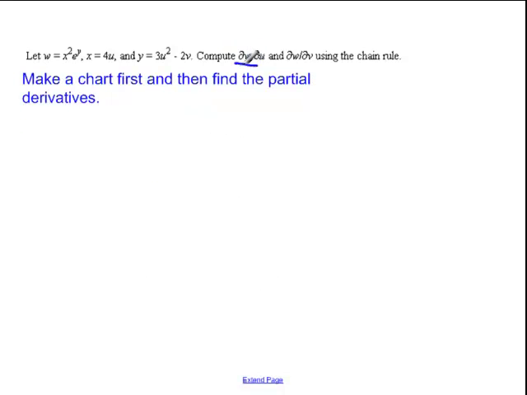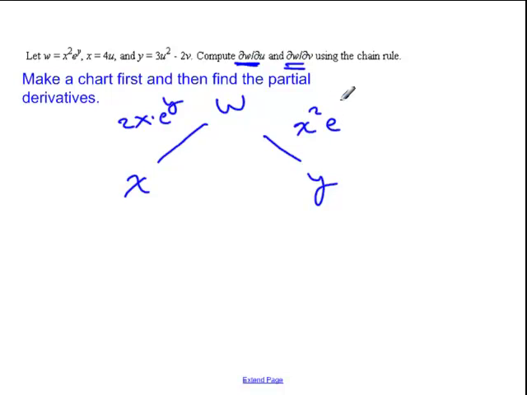We want to compute the partial derivatives of w with respect to u and with respect to v. So if we put w, x, and y, now let's right away compute those partials. The partial of w with respect to x is 2x times e to the y, and the partial with respect to y is x squared e to the y.